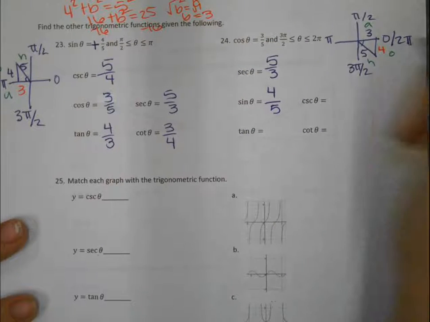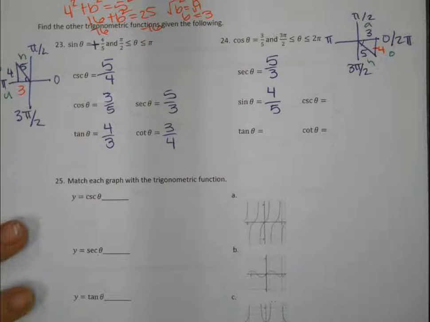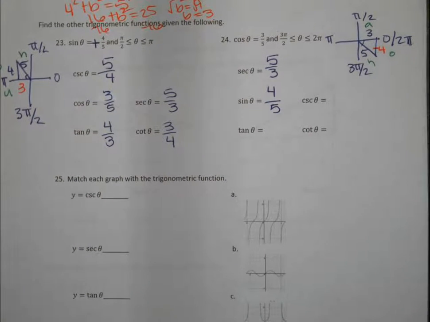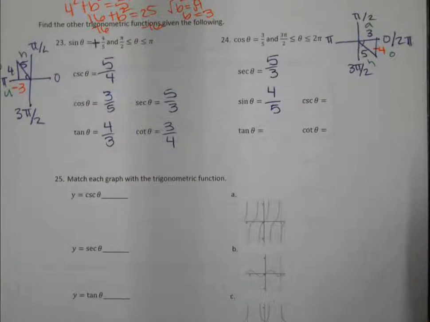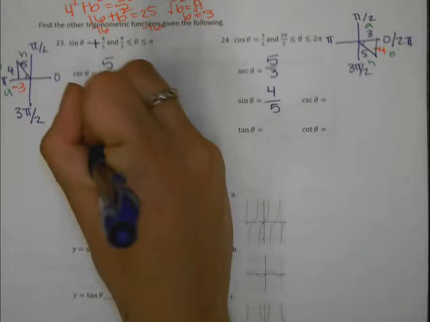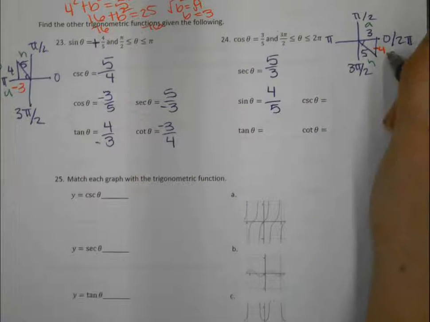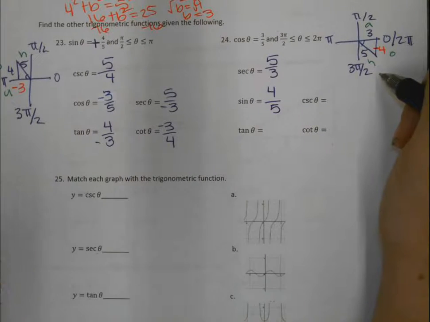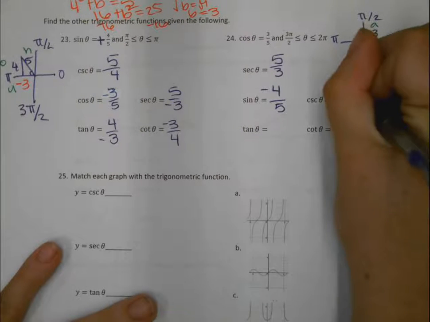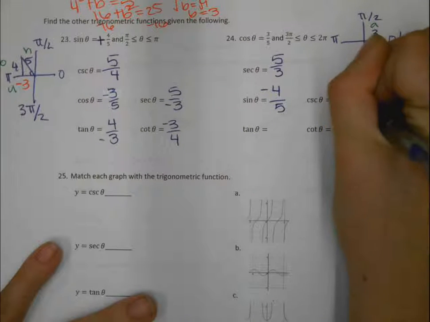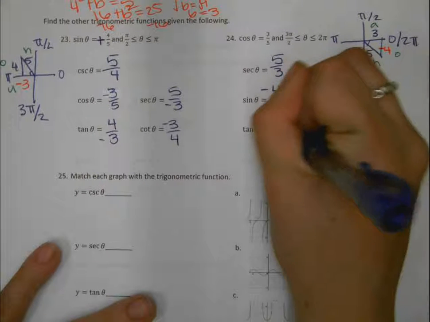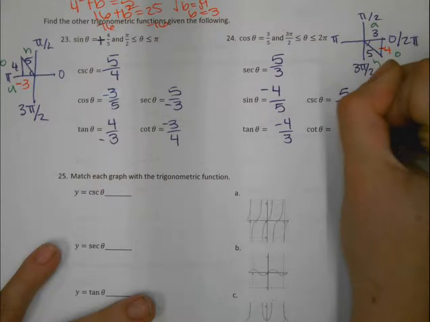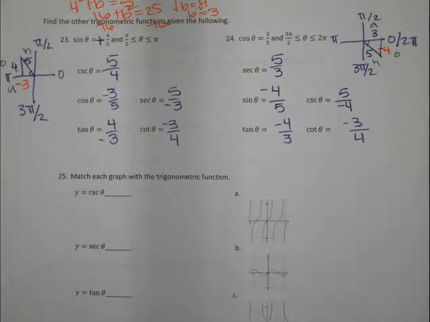My bad. This should be a -4 because it's actually going down on the y-axis. I messed up over here. This would be a -3 because it's going left on the x-axis. So every time I have a 3, it's negative. Over here, it's a -4 because it's going down on the y-axis. So this is -4/5. And I have 5 over -4. Tangent's opposite over adjacent, so -4/3, and cotangent flips it to -3/4. Okay.